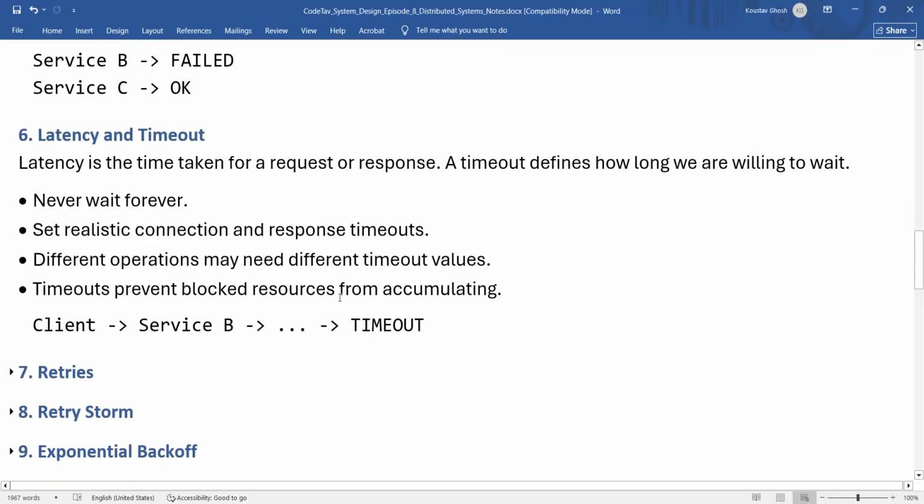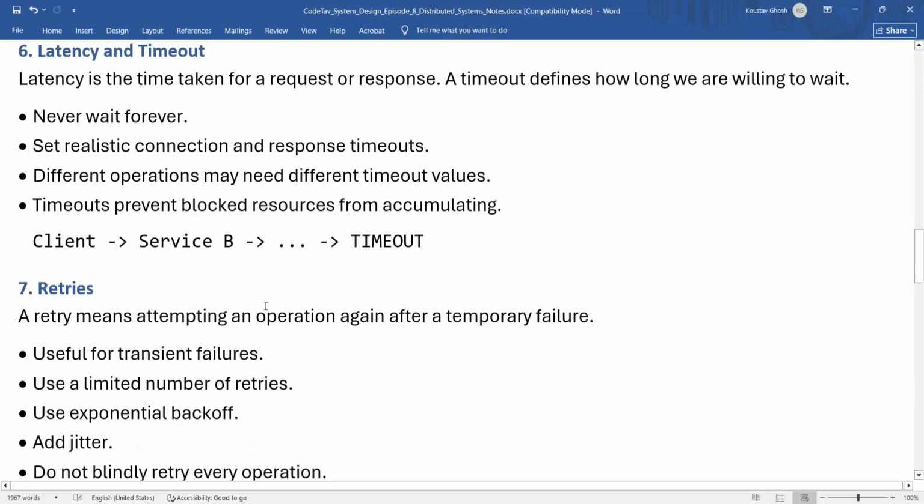Latency simply means how much time it takes to get the response. Suppose our order service calls the payment service. Normally the response takes 100 milliseconds, but suddenly payment service takes 10 seconds. What should order service do? Should it wait forever? Obviously not. That's why we use a timeout. We can set the payment service timeout as 2 seconds. If the response does not arrive within these 2 seconds, we stop waiting. Timeouts are extremely important because they prevent our application from waiting indefinitely.